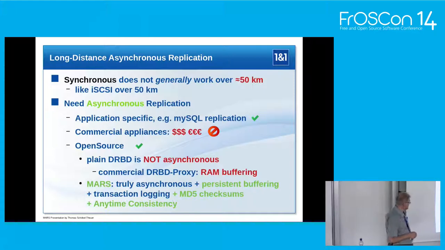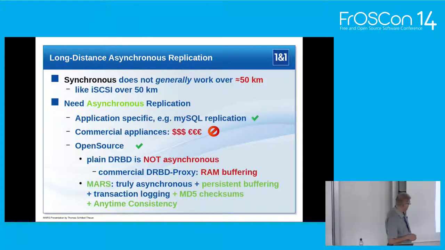It does some very small buffering, but it's only buffering in the TCP send buffer. And this is way too small. This is not working in practice. There's a reason why we migrated from DRBD to MARS in our data center with the numbers you saw before on the previous slide.